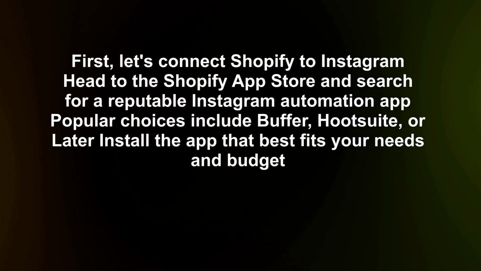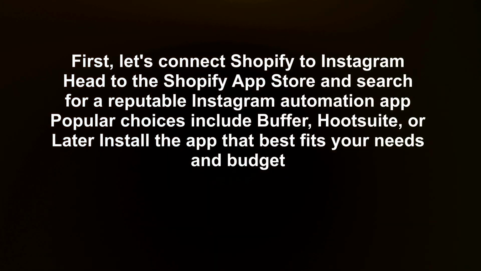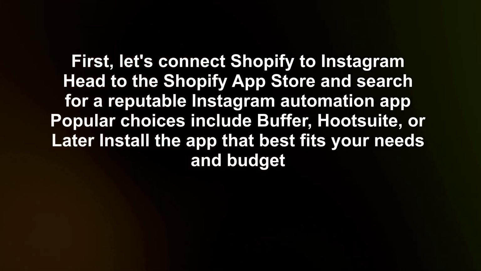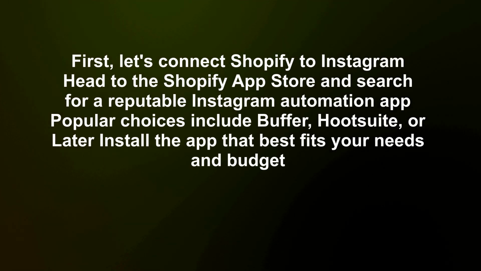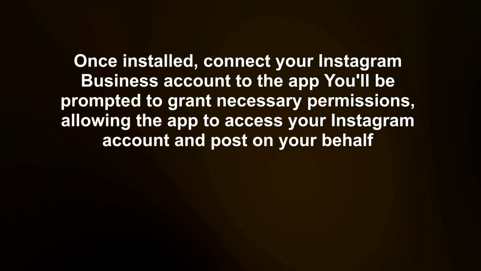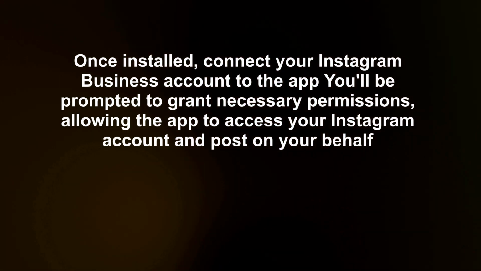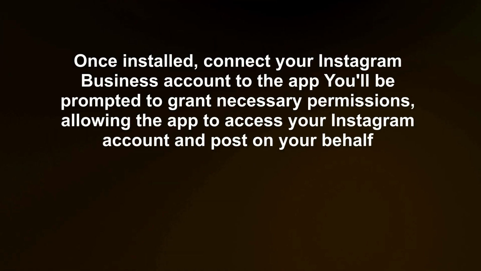Head to the Shopify App Store and search for a reputable Instagram automation app. Popular choices include Buffer, Hootsuite, or Later. Install the app that best fits your needs and budget. Once installed, connect your Instagram business account to the app. You'll be prompted to grant necessary permissions, allowing the app to access your Instagram account and post on your behalf.